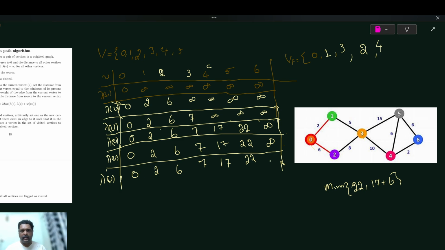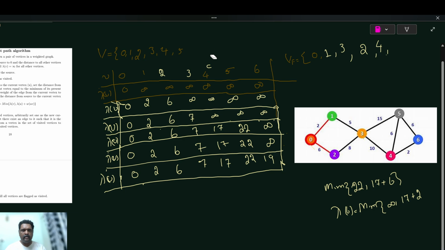And for vertex 6, the value of lambda of 6 is equal to the minimum of the current value, infinity, and lambda of 4, that is 17 plus 2, that is 19. 19 is the minimum value, so it is changed to 19. So we got a value of lambda which is not infinity for the terminal vertex, but we don't know whether it is the minimal one or not. For that, we have to visit all the vertices of our graph.